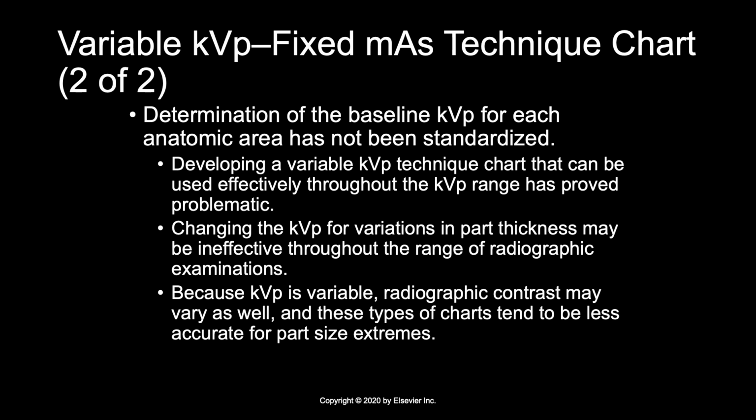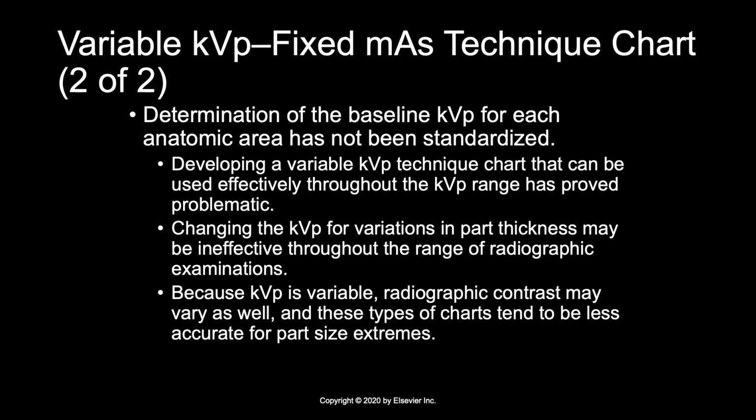The variable KVP fixed mass technique chart adjusts the KVP for changes in part thickness while maintaining a fixed mass. We don't know the baseline KVP, but ideally the goal is to determine a KVP that adequately penetrates the anatomic part being examined when using a 2 KVP adjustment for every 1 centimeter change in tissue thickness.